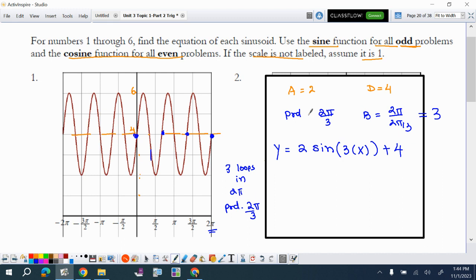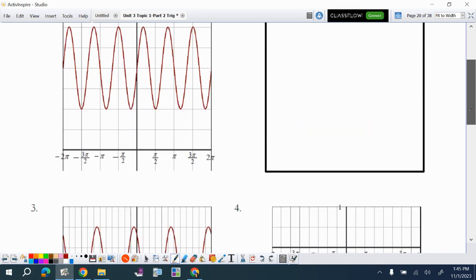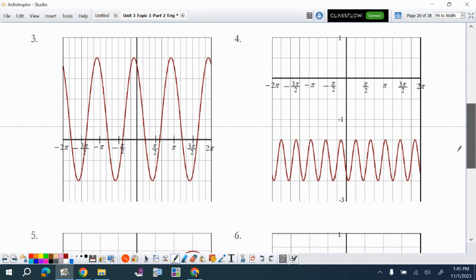So let's practice on these homework problems on this page. The answers must be somewhere posted in the Canvas. There are many really good problems. For example, in this case, you can see that there's the shift from here to here, and so you can again see that the 3 loops in a 2 pi. So period would be again 2 pi over 3, and you can estimate to write the equation.